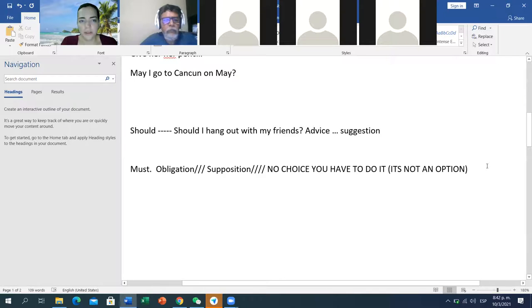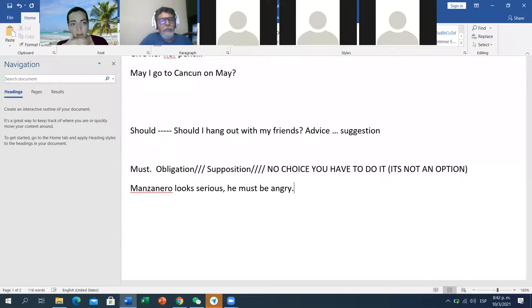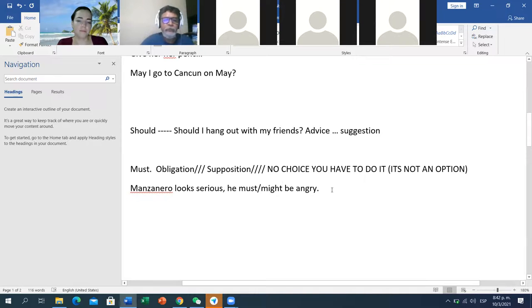Then supposition. Looks serious. Serious. Really? He must be angry. It's just an example. He must be angry. I'm not saying that he has to be angry. Supposition. He must or he might. He must be angry. He might be angry. Okay. But there has to be a reason. I'm not just going to say it like that. There has to be a context.